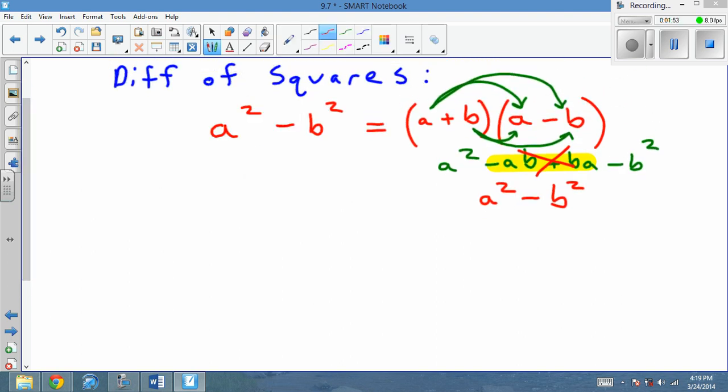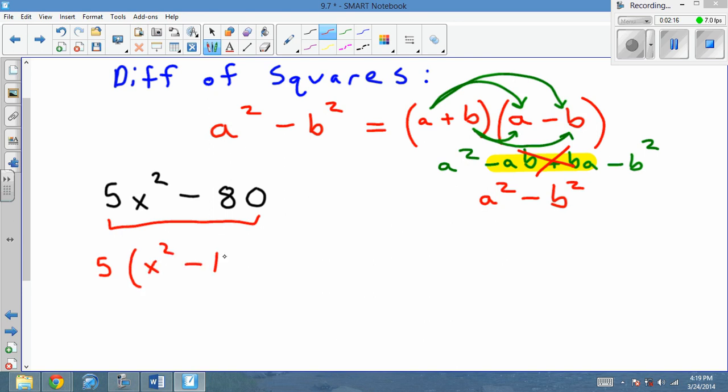Now, the issue that arises with this example is that 5x squared and 80 don't appear to be perfect squares. So the hint here is that we want to factor out the greatest common factor first. If you look at these two terms, the greatest common factor is 5. So we can rewrite this as 5 times x squared minus 16, like so.